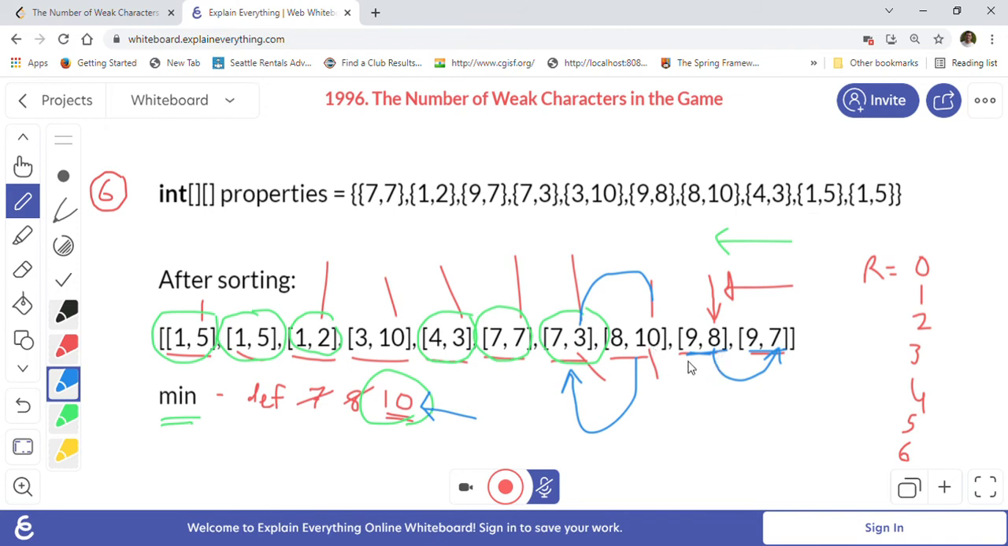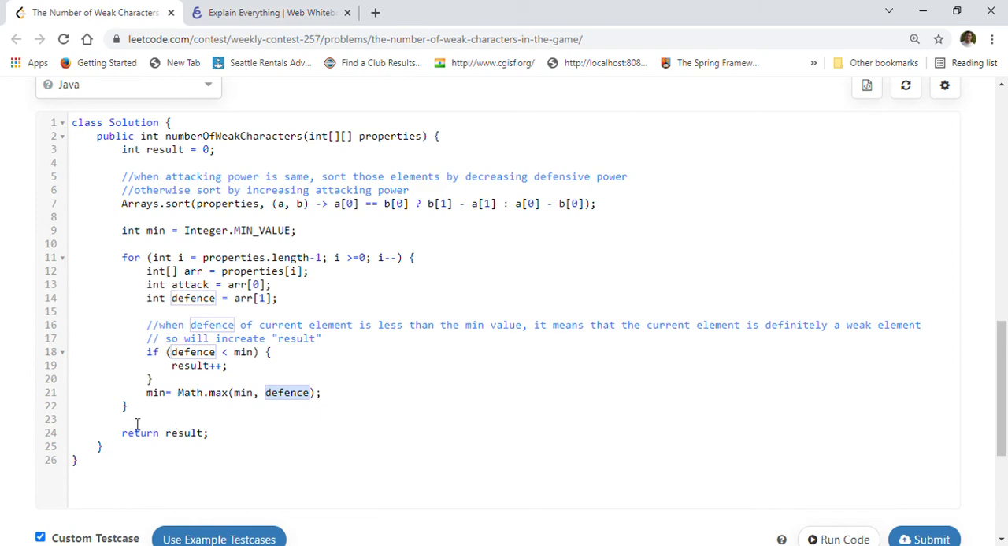Because 10 is more than 8, like this. But after that 3 is less than 10, so min will stay at 10, right? So that's basically what we are doing. We will loop through all the characters using the for loop from the backward side, and at the end we will know how many weak characters are in the result, right? Here we are incrementing the result.